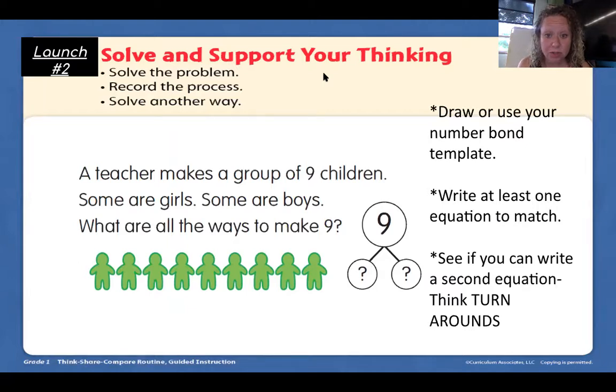Some of those children are girls. Some of those children are boys. What are some different ways that we could make 9? While you're thinking and working, push pause. When you're ready to continue, push play.